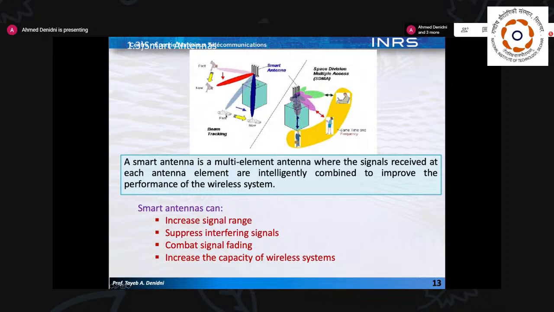In this way, we can increase the quality of transmission between the base station and the user. The same here, we can also use this antenna for space division multiple access, with different radiation patterns. The advantages of this smart antenna: we can increase the signal range, we eliminate interference signals, and we avoid signal fading from multipath. And at the end, we can increase the capacity of the wireless system because we improve the signal to noise ratio. This is the advantage.